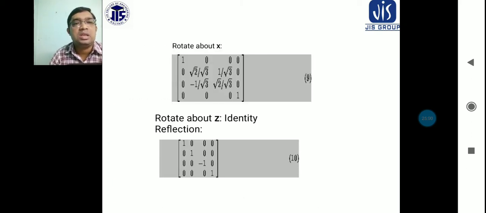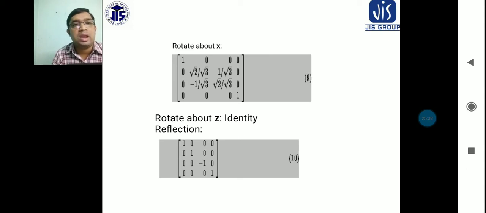The rotation about x has first column 1, 0, 0, 0. The second column is 0, root 2 by root 3, minus 1 by root 3, 0. The third column is 0, 1 by root 3, root 2 by root 3, 0. The fourth column is 0, 0, 0, 1. This is the rotation about the x-axis.